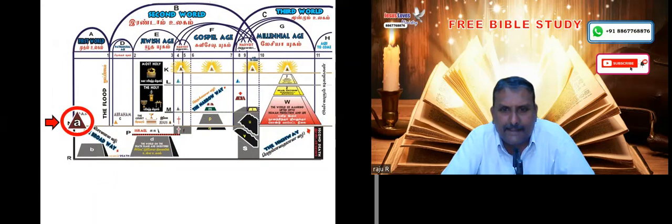Now, we can see small pyramids here, pyramid A. Now, can you tell me, Brother Gopal, what is this pyramid A? What does it represent? Who does it signify?